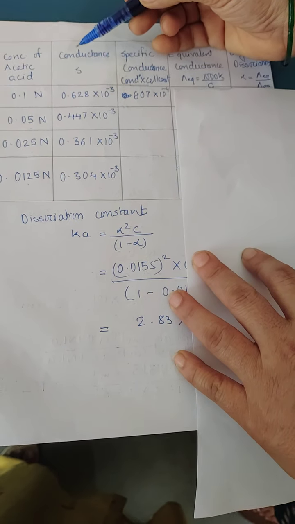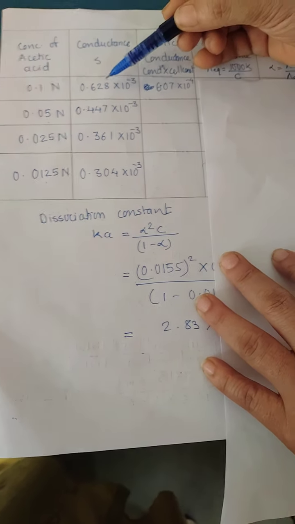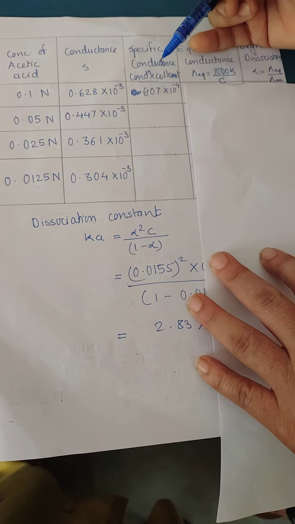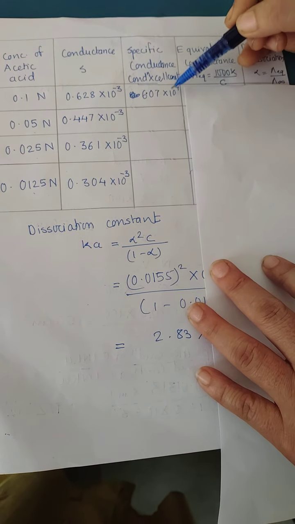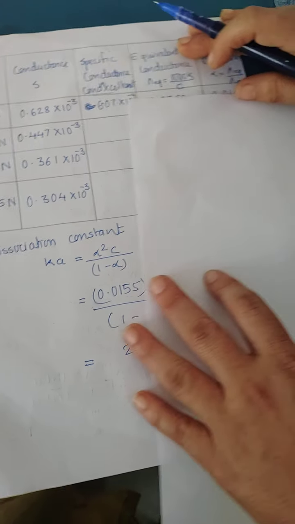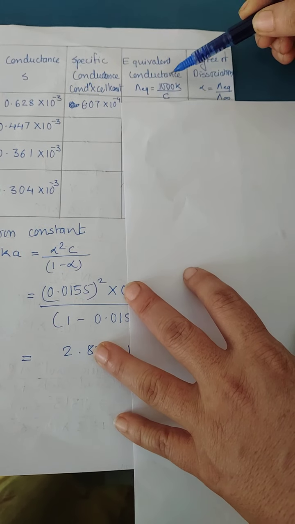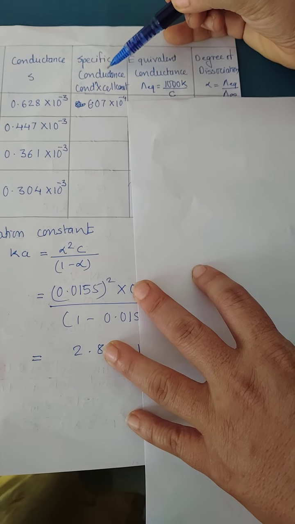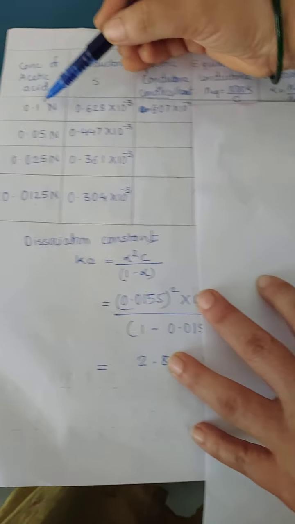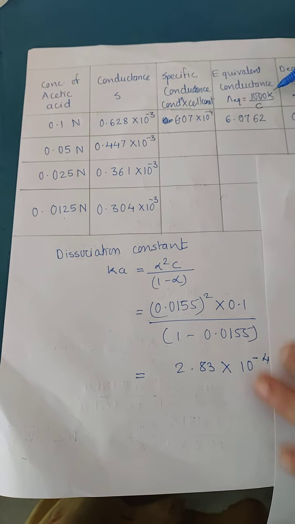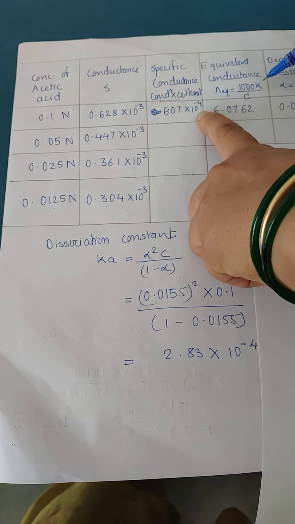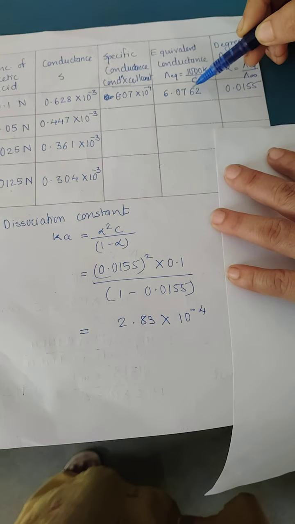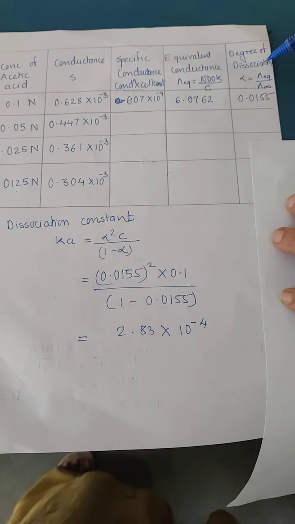So for the first one, conductance 0.628 into 10 raised to minus 3 multiplied by your cell constant 0.972. The answer is 6.07 into 10 raised to minus 4. Then you have to go for equivalent conductance. Formula for equivalent conductance is 1000 multiplied by K, where K indicates specific conductance, by C, where C indicates concentration. So 1000 multiplied by 6.07 into 10 raised to minus 4 by 0.1, you will get the answer 6.0762.